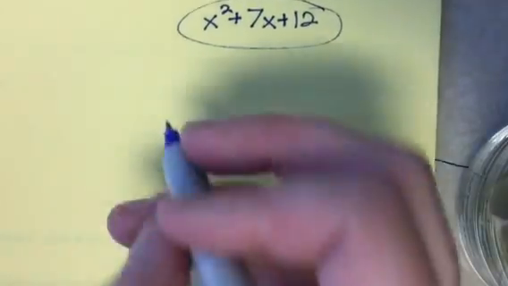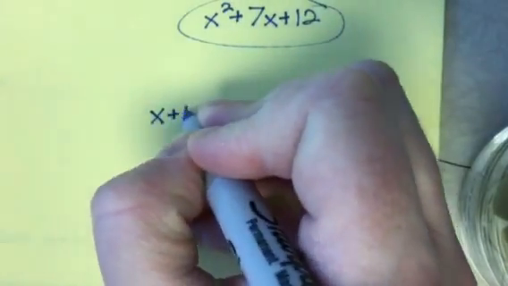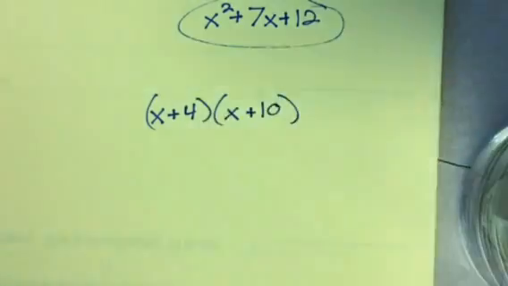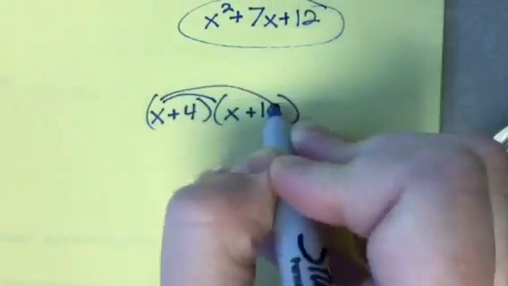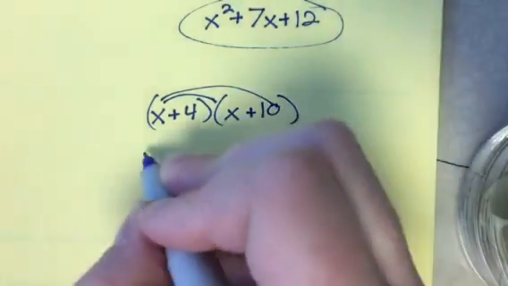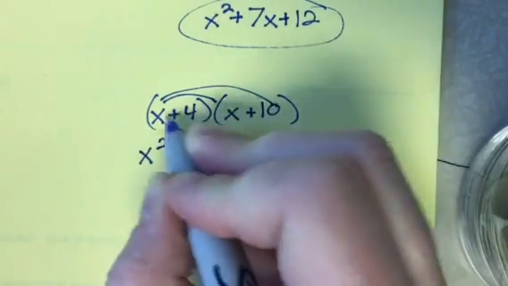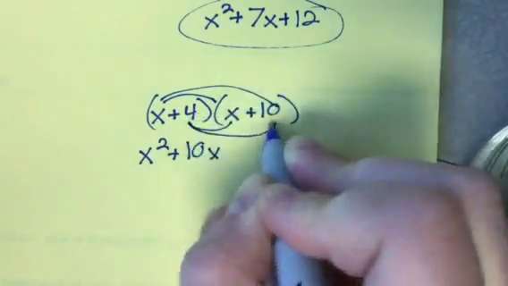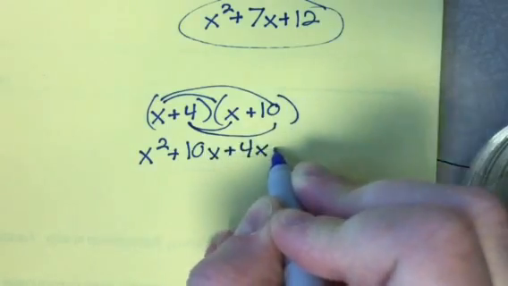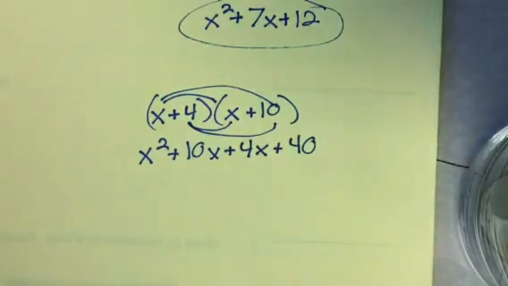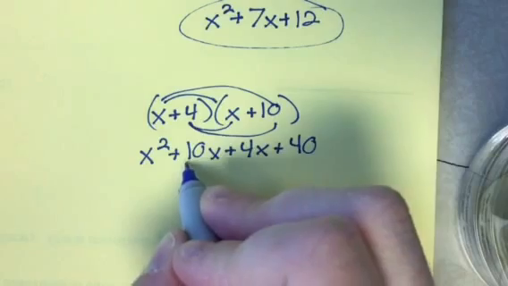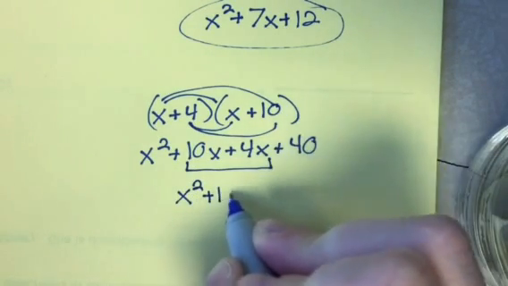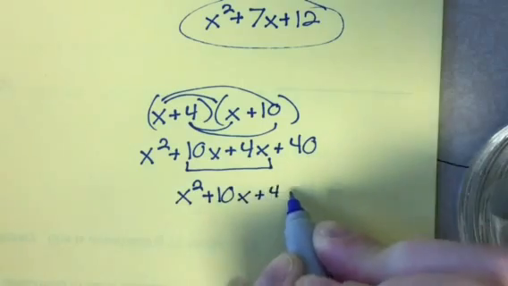Let's try another one. If I have (x plus 4) times (x plus 10), I start by distributing the x to both of those in the other set of parentheses. So that gives me x squared plus x times 10 is 10x. And then do the same with the 4: plus 4x plus 40. I see, is there anything that can be simplified or combined together? These two could. So my final answer would be x squared plus 14x plus 40.